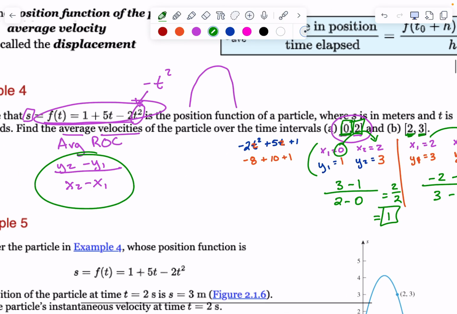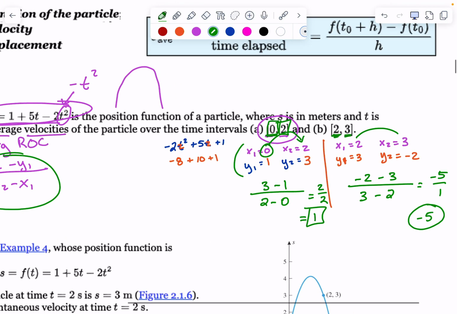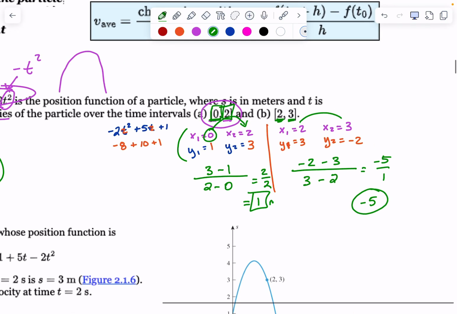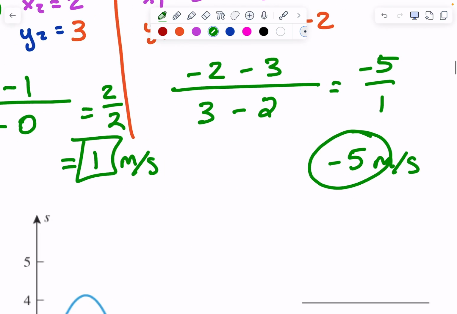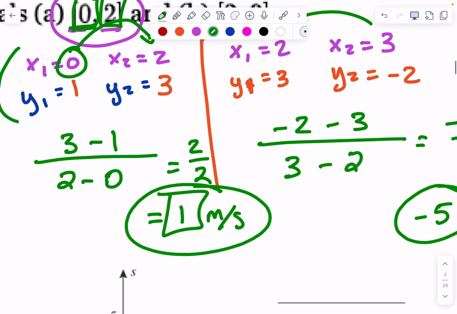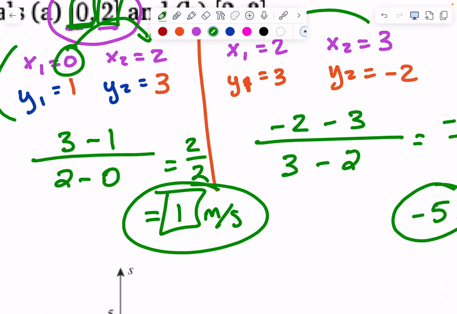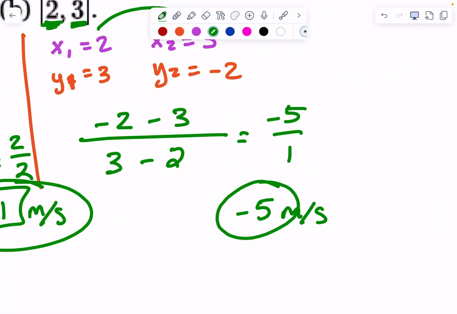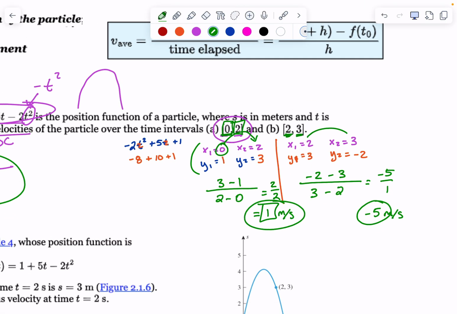Find the average velocity. It says meters, so this is meters per second, and this is meters per second. Between 0 and 2 seconds, it is averaging 1 meter per second. From 2 to 3 seconds, it's falling toward the Earth at 5 meters per second, but it's negative because it's falling toward the Earth. That's how that works. That's average rate of change.